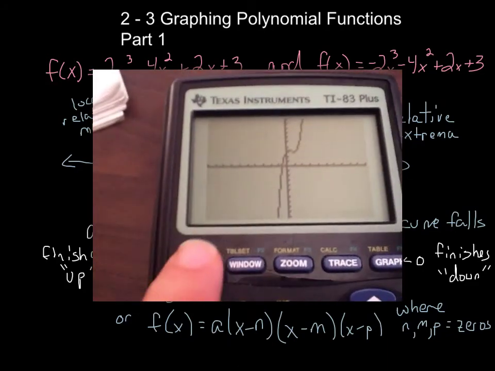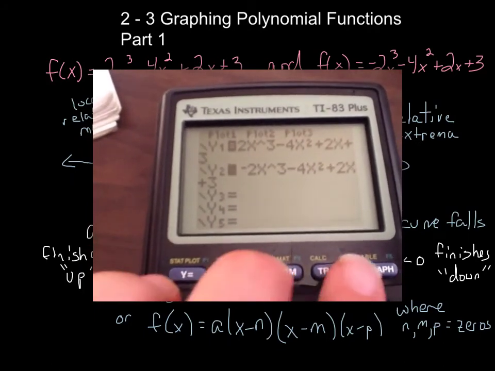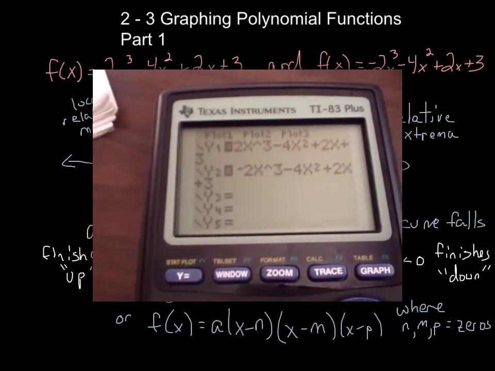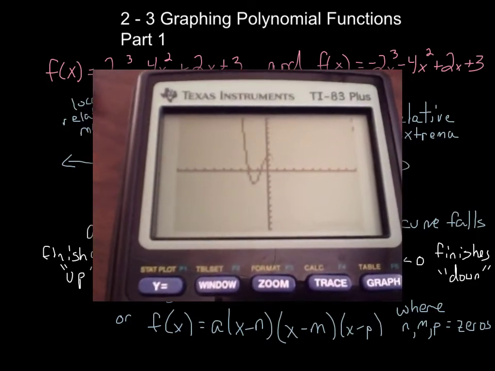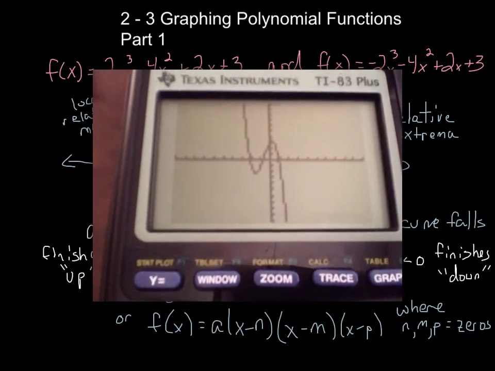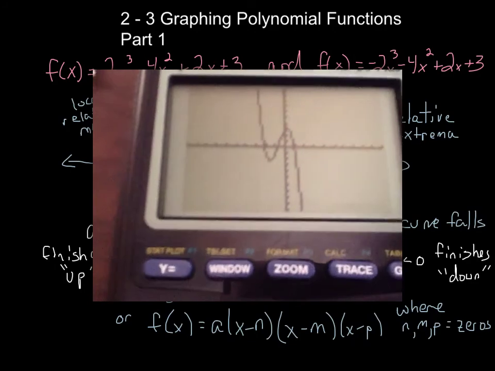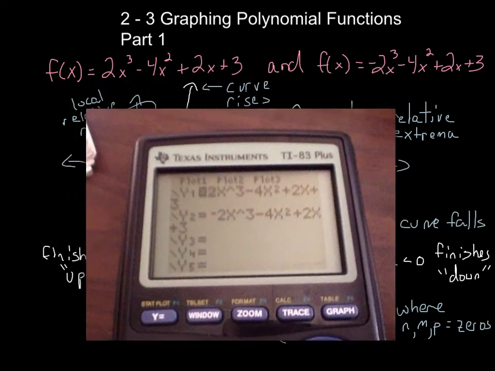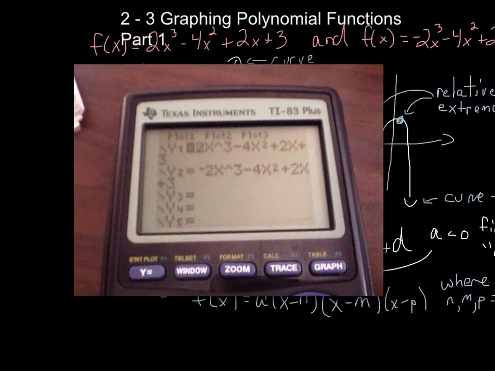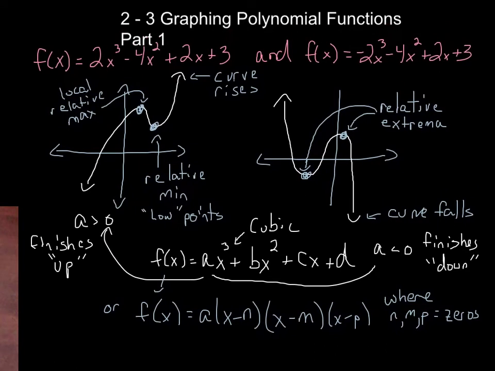But then, if you notice, if I type the exact same function, only I put a negative in front of it, turn off the other function. Now, it's going to look very similar, only instead of finishing up, it finishes down. That's all because we threw that negative in front of there. And that, my friends, is what we're going to start doing today. We're going to start, if I can get this video out of here, sorry about that. We're going to start sketching graphs of polynomial functions.